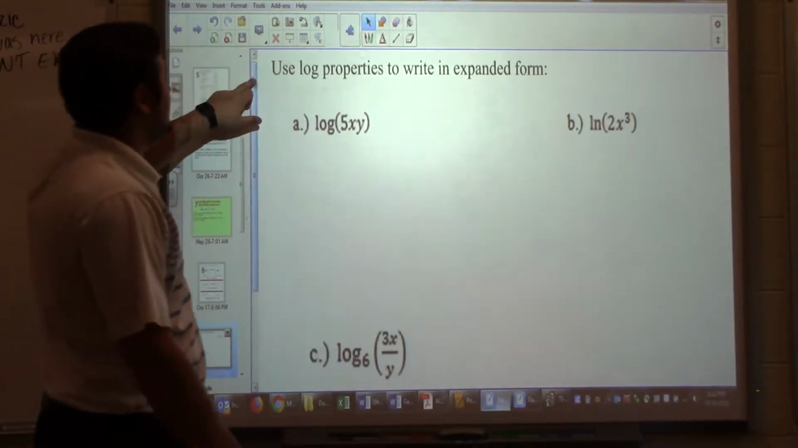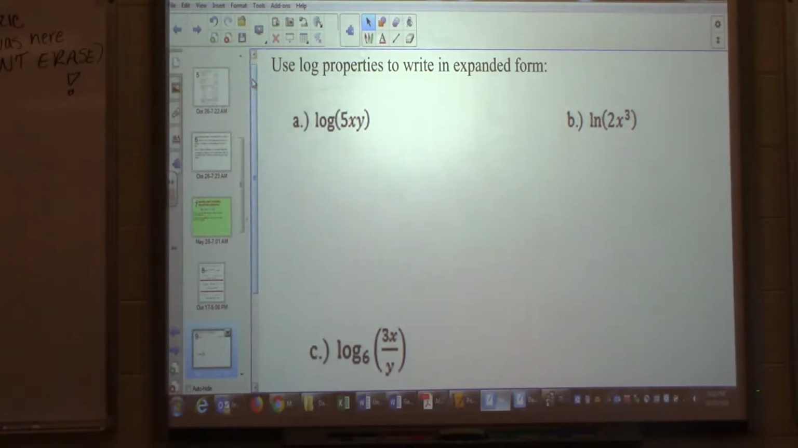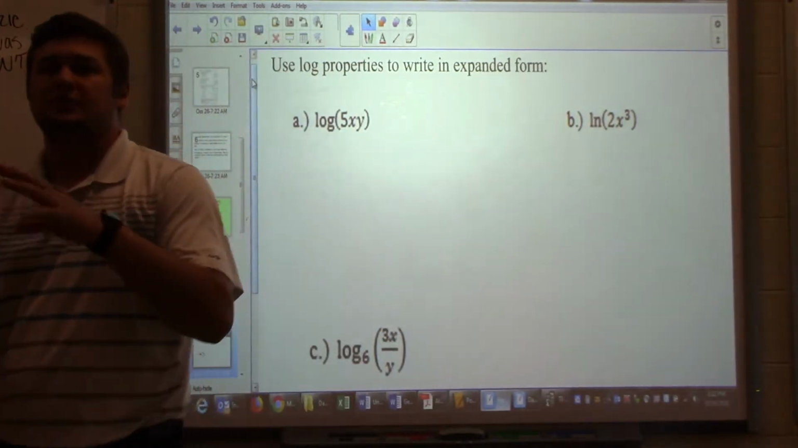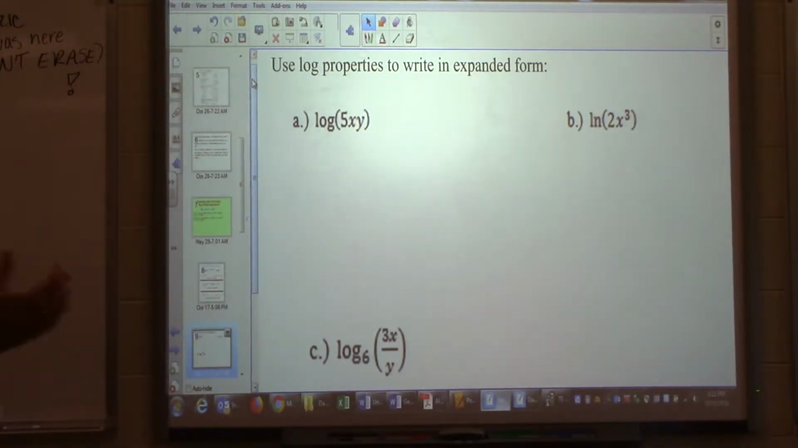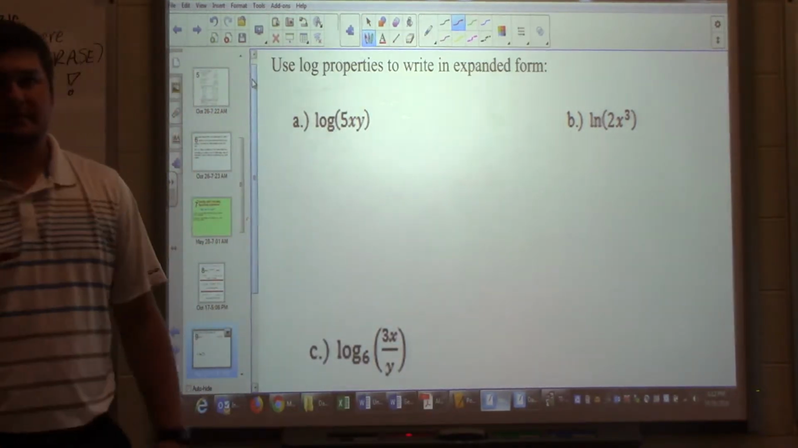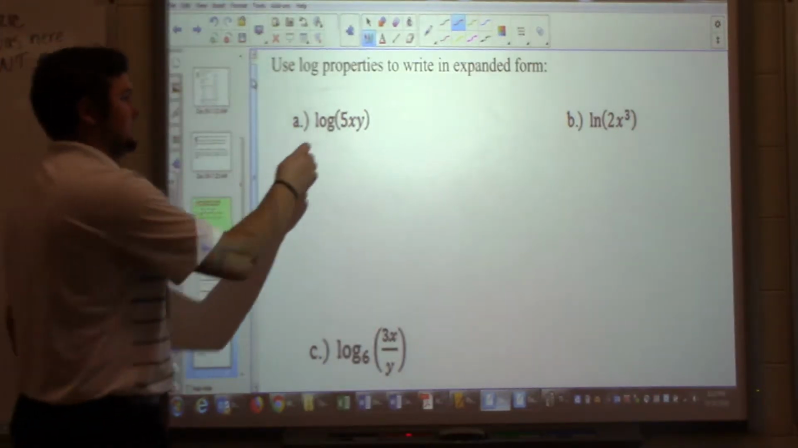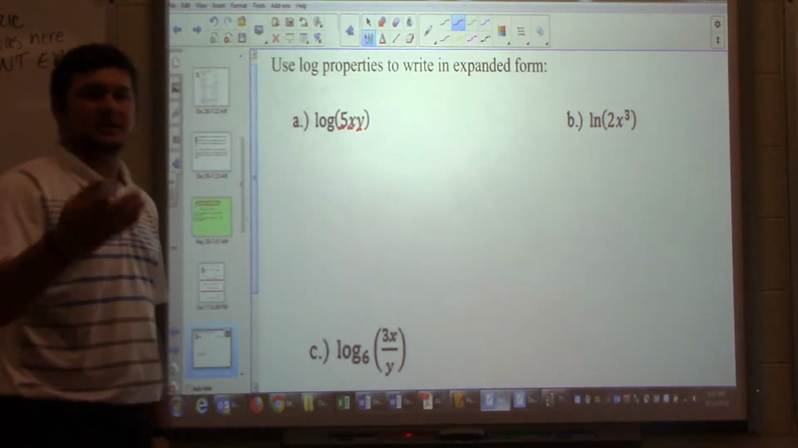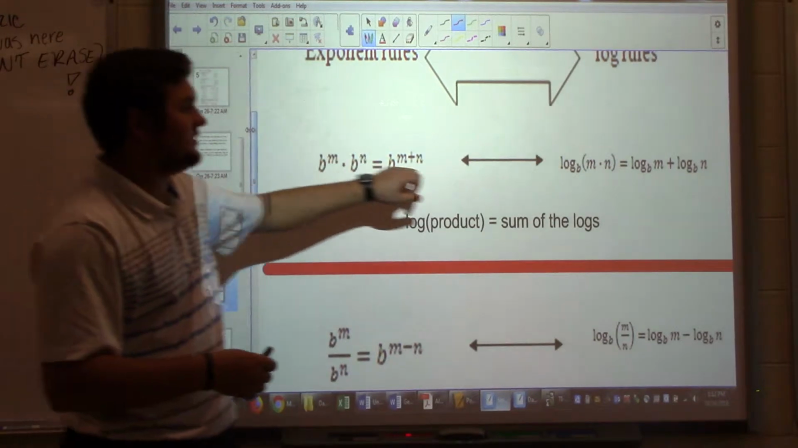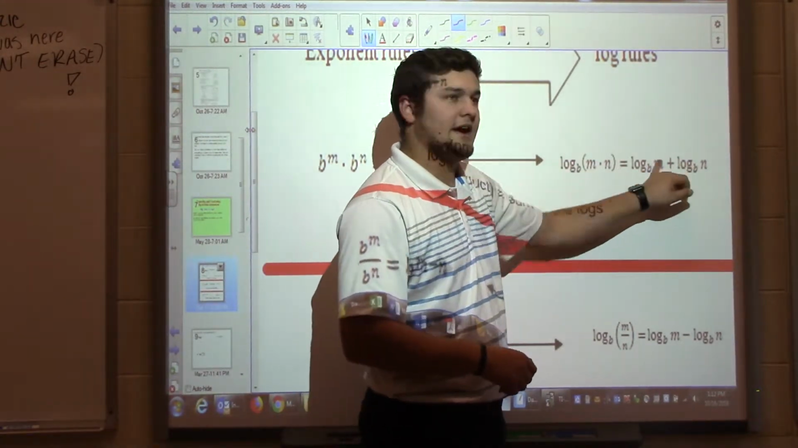So, anytime it wants us to write an expanded form, we need to separate them as much as possible. So you're going to see things that are in multiplication, division, and exponents. We need to separate them as much as possible. So I have log of 5 times x times y. We said if I have multiplication, I can turn each one of these pieces into addition. Right? That's what we said with our rule back here. We said if we have a multiplication inside our log, we can separate them into different logs and add them.